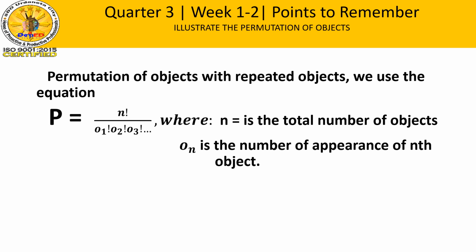Okay, if the objects are repeated or indistinguishable, we can use the equation P is equal to n factorial divided by O sub 1 factorial, O sub 2 factorial, O sub 3 factorial, and so on, where n is the total number of objects and O sub n is the number of occurrences of each object.